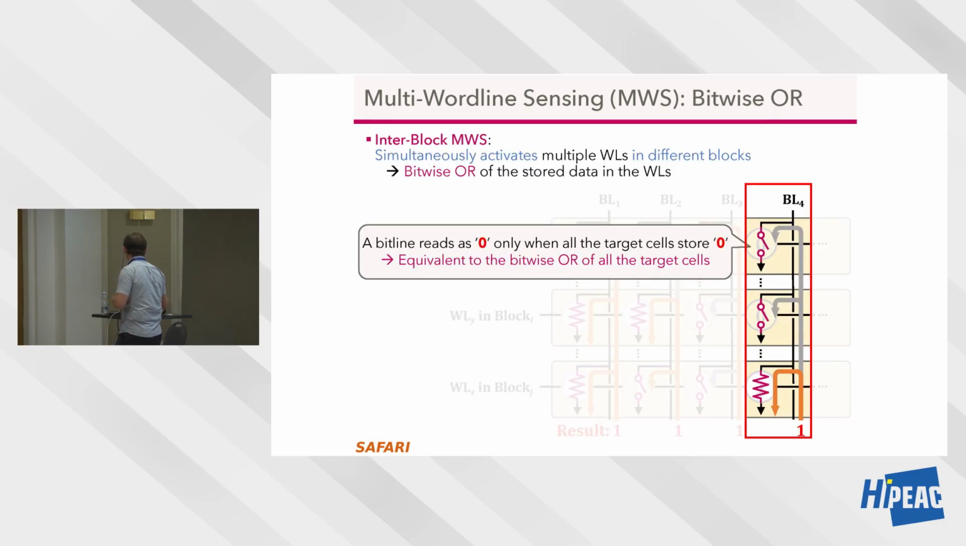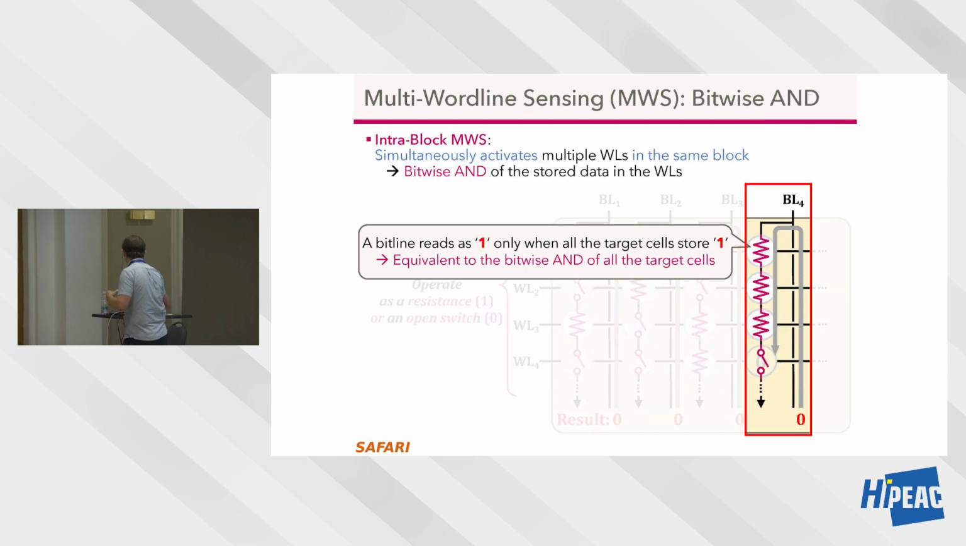How do you get the OR operation? Now, if you look at multiple word lines in different blocks, so flash consists of different blocks. We looked at a single block in the previous case to get the AND operation. If you look at different blocks, they are connected to each other via something like an OR, or wired OR, if you will.